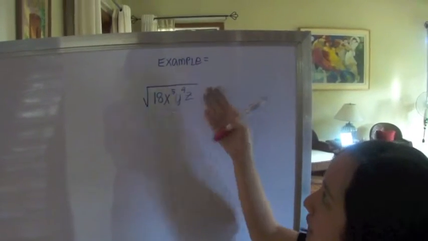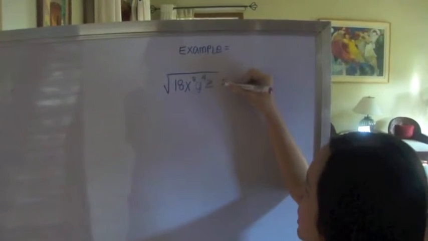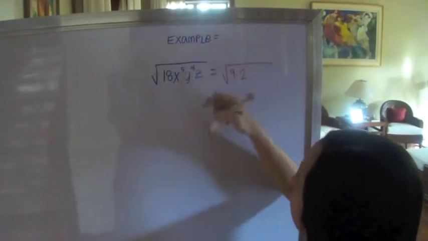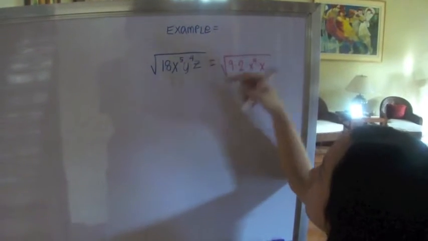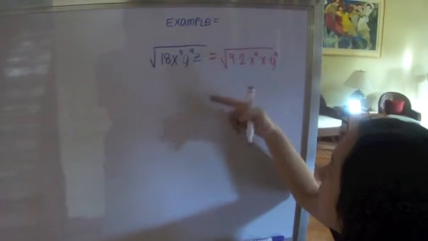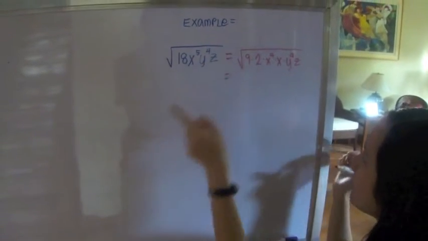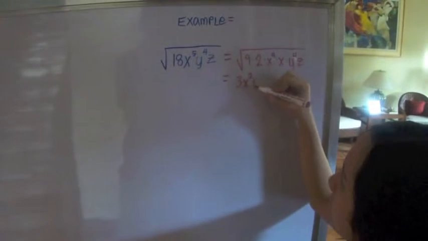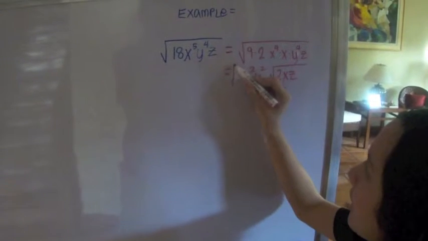So our first example, we have to simplify this expression. Since 18 is not a perfect square, we break it up into its factors. So we break it up into 9 times 2, and then we can break up x to the 5th into x to the 4th times x, and then we can retain y to the 4th as it is since it's already a perfect square, and then times z. Next, we bring 9 out of the radical, so we get 3. We can bring this out as well, so it's x squared, and we can bring this out. And then whatever is left inside the radical, 2xz. And this is our final answer.